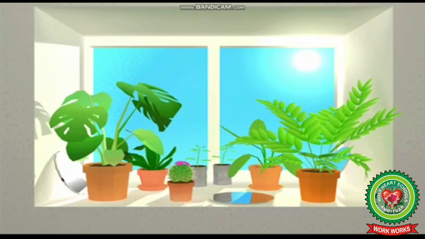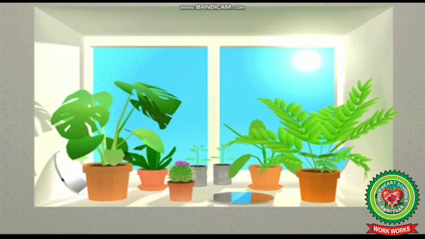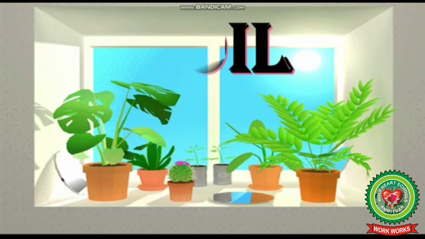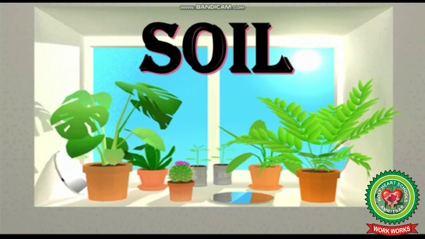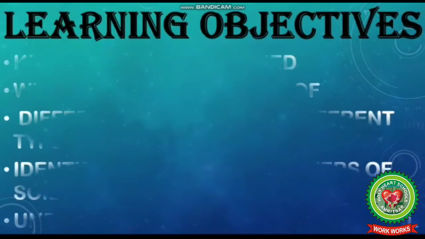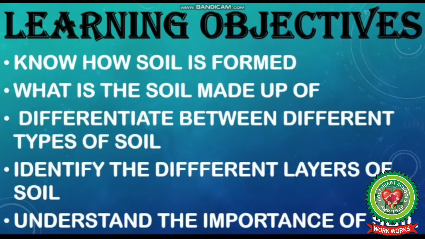Good morning students. Today I am going to start a new chapter, that is soil. The main objectives of this lesson are to know how soil is formed, what soil is made up of, to differentiate between different types of soil, to identify the different layers of soil, and the last is to understand the importance of soil.